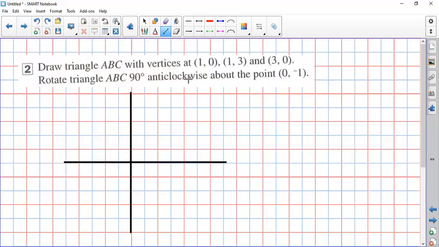Now, another exercise from your workbook. We have to draw the triangle ABC with the vertices (1, 0), (1, 3), and (3, 0), and then we'll rotate it 90 degrees anti-clockwise about the point (0, -1). So first let's plot the points. We have (1, 0), it means this point. (1, 3), point in here. And (3, 0). Okay, so we have this right triangle in here. Okay, this is the triangle ABC.